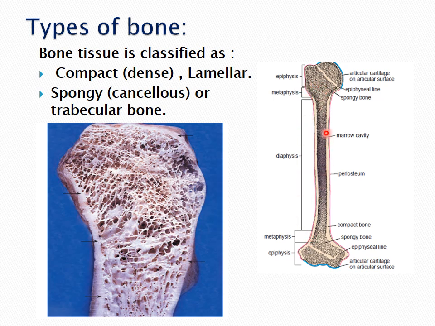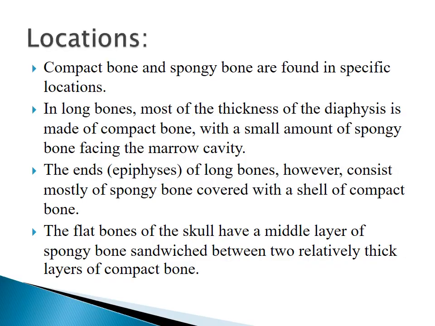Now you can see here the compact bone, and inside is the marrow cavity surrounded by the compact bone. And this is the epiphysis, and you can see here the bone spicules, in which there are these marrow cavities filled with the marrow in the living. So compact bone and spongy bone are found in specific locations.